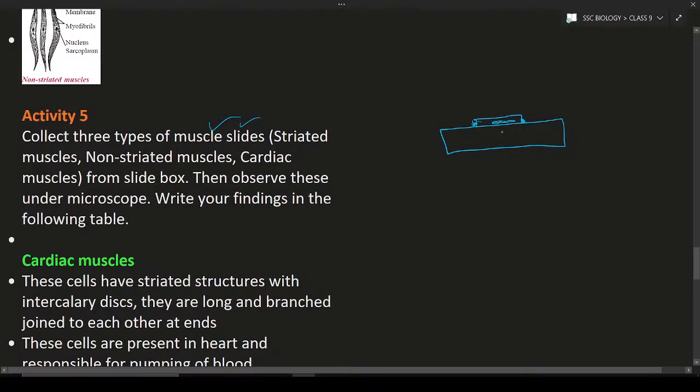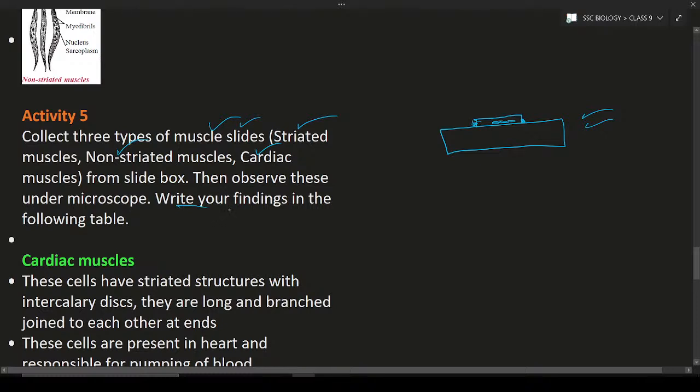These permanent slides are made by biological companies. They sell them to schools or colleges. So if you have such permanent slides in the school laboratory, you can take them out and observe. What are the permanent slides of the muscle cells you can see? One is striated, another is non-striated, and another is the cardiac muscle. These 3 types of muscles can be collected from the slide box and observed under the microscope. The slide box is nothing but a box containing different types of slides. Then observe these slides under the microscope and write your findings in the following table.